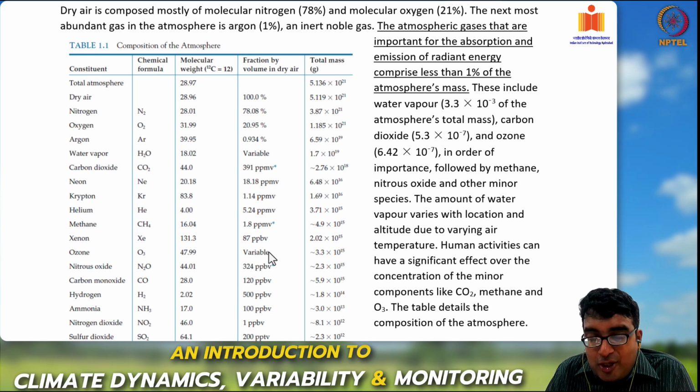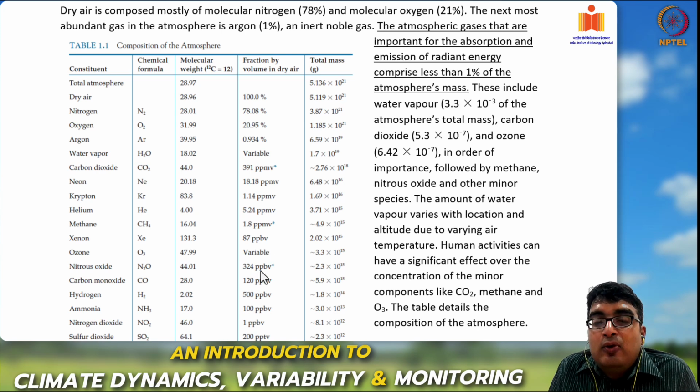Then you have nitrous oxide, which is the third most significant greenhouse gas after CO2 and methane. Its value is even lower. It's 324 parts per billion. So instead of 10 to the power minus 6, you have 10 to the power minus 9. So these are some of the most important gases in terms of their contribution to the atmospheric dynamics.